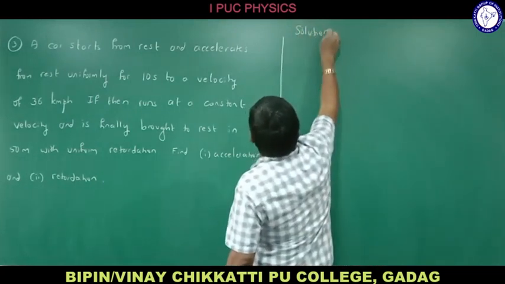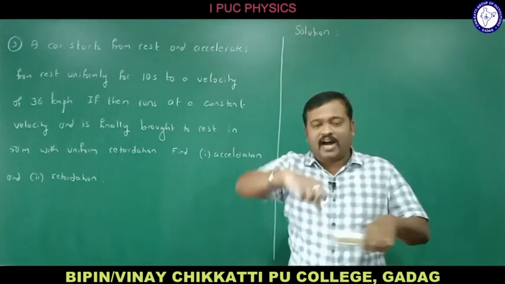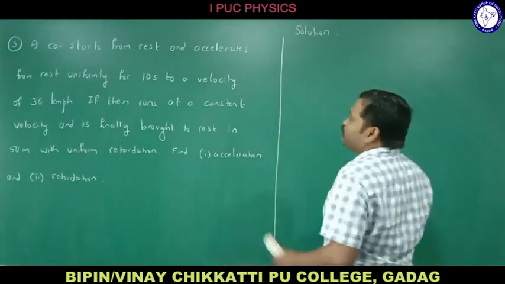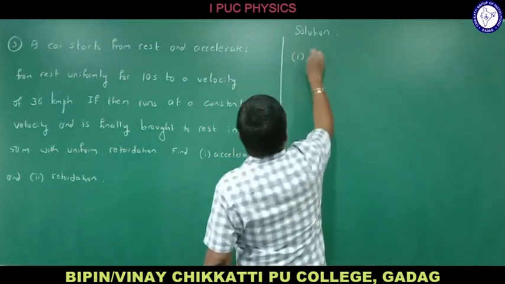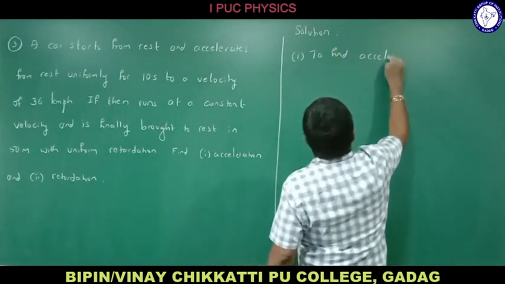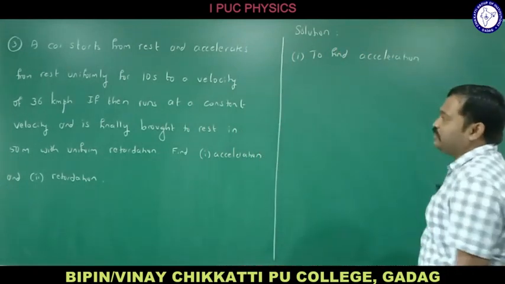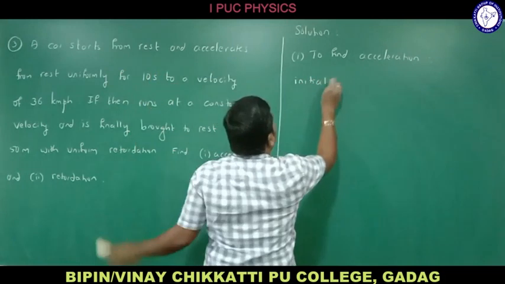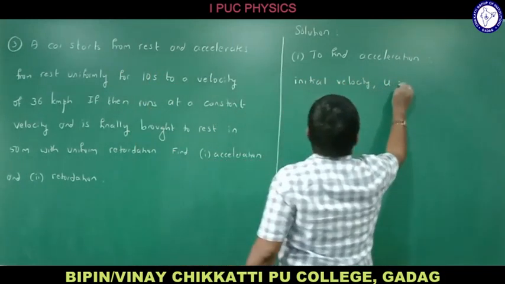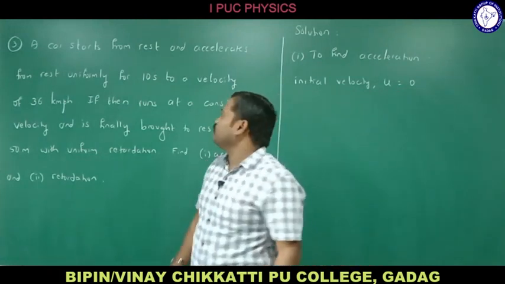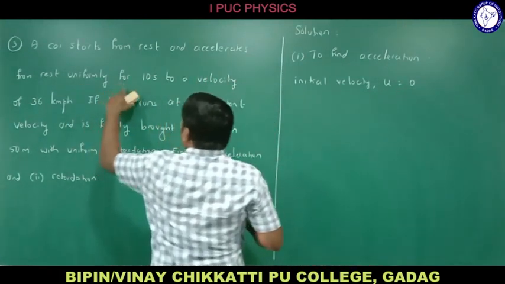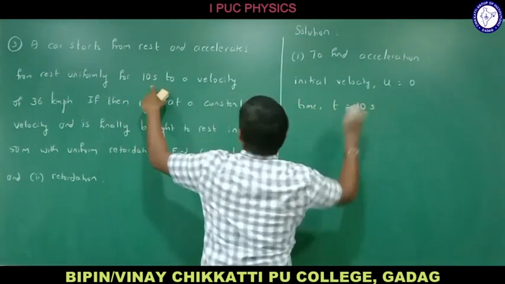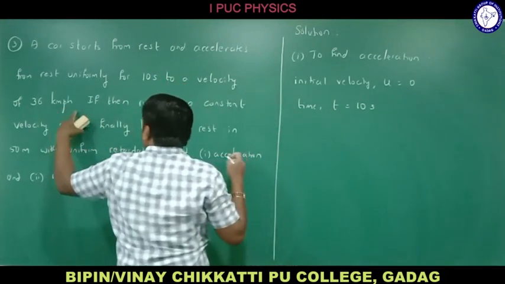Okay, let me start with the first case. Right? In the first stage of the car, it accelerates and afterwards it retards. Okay, a car starts from rest. Okay, let me calculate the first one, to find acceleration. Let me go with the retardation later. To find acceleration, first half, let us take a car starts from rest, means what is the initial velocity? 0, right? Car starts from rest and accelerates from rest uniformly for 10 seconds. Means what is 10 seconds? Time, that is equal to 10 seconds, to a velocity of 36 km per hour.